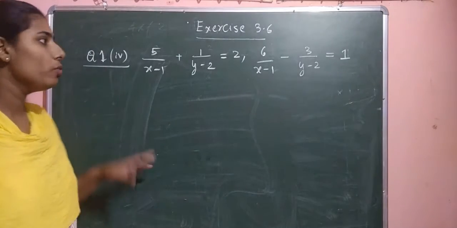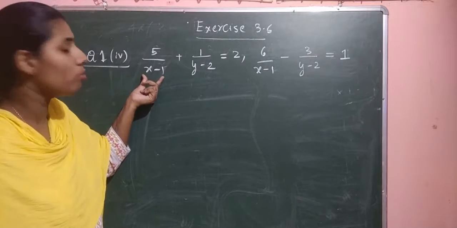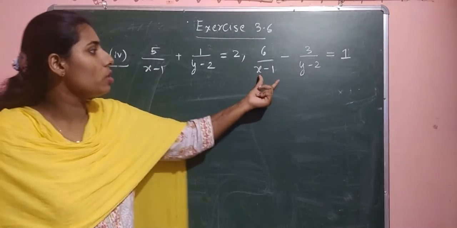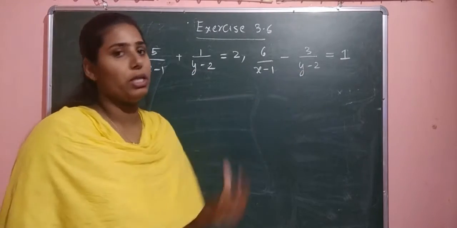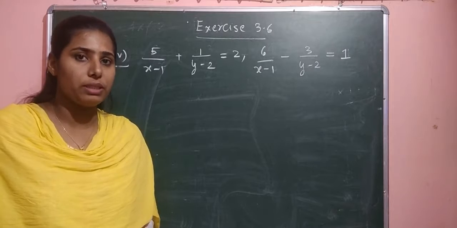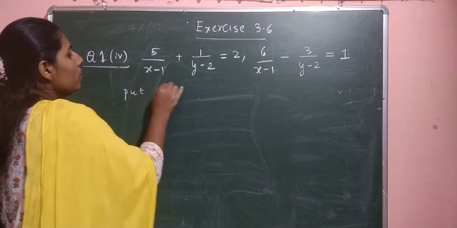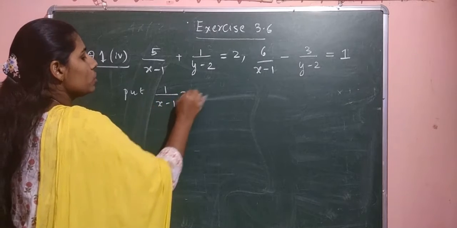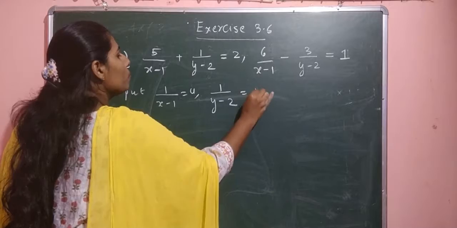Okay. Now we will move on to the same question, fourth part. Now here you can check that in the denominator it is x minus 1. Here also in the second equation it is x minus 1. And here y minus 2, y minus 2. So since the denominators have a common variable type, right? We will just put 1 upon x minus 1 as u and 1 upon y minus 2 as v.